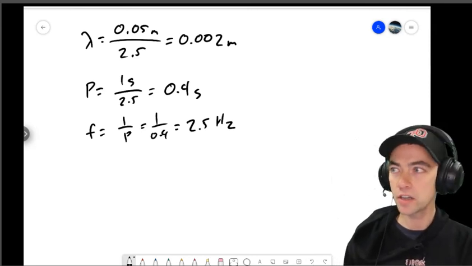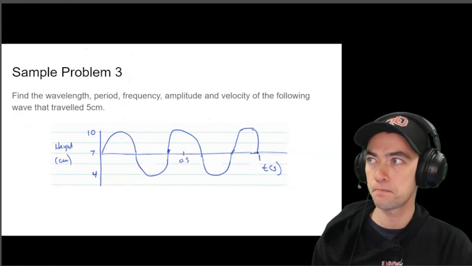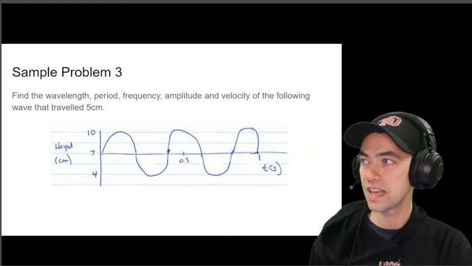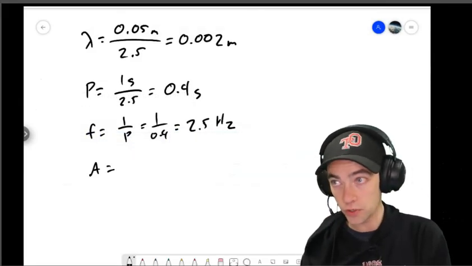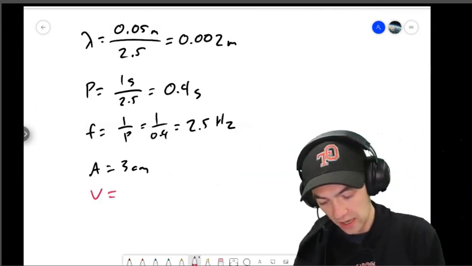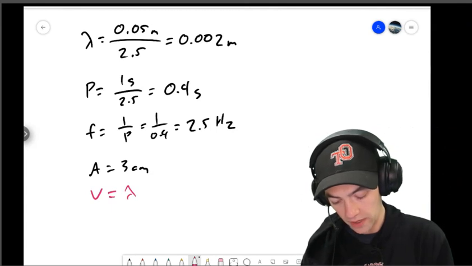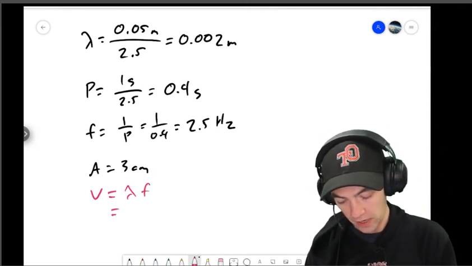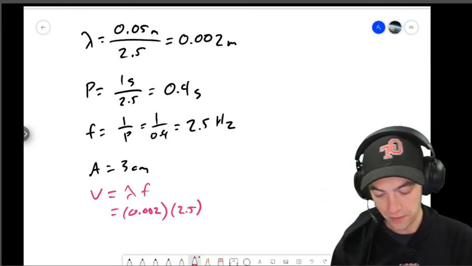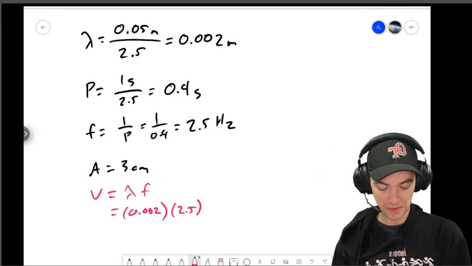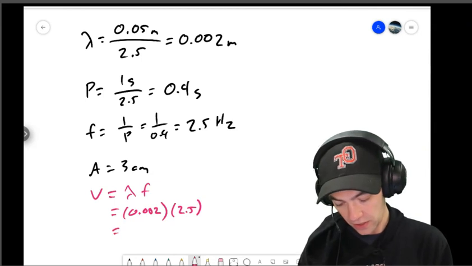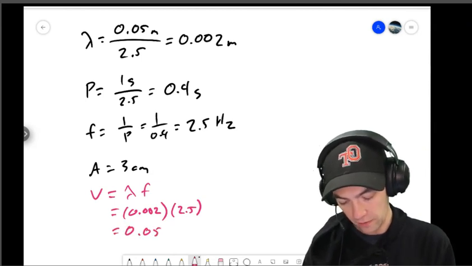Amplitude. If we take a look at our drawing, because this one's a little bit tricky, so I'll bring it back up, we can see we're starting at 7 and we're ending at 10, which means the amplitude in this case is just going to be equal to 3 centimeters. The last thing we're asking for is velocity, and velocity is equal to wavelength times frequency. So when we plug in 0.002 by 2.5, we're going to get a very small number. We're going to end up with an answer of 0.05 meters per second.